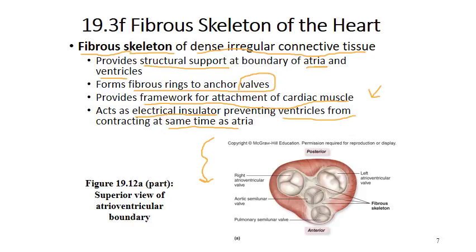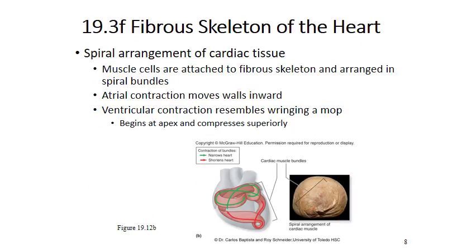And so we can see this top part here that we have this fibrous, dense irregular connective tissue coming all around here, and we can see it anchoring the valves and protecting the ventricles from the atria when they contract. What's cool here also is that our cardiac tissue is spirally arranged. The muscle cells are attached to the fibrous skeleton, and then they're arranged in spiral bundles.